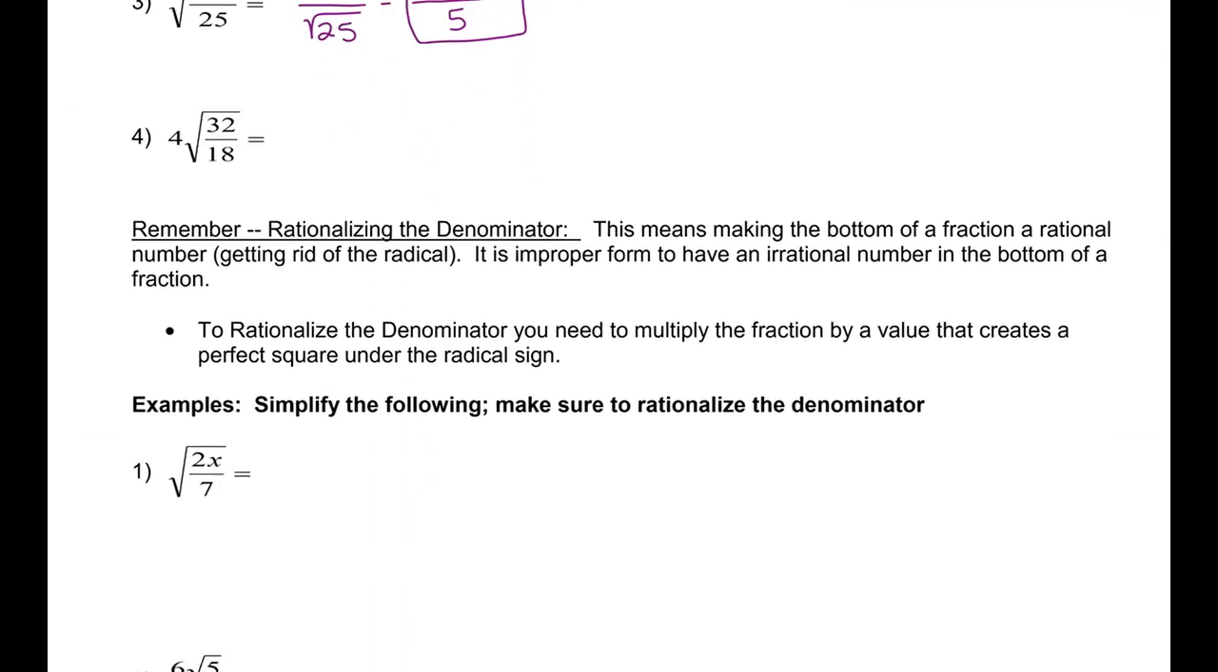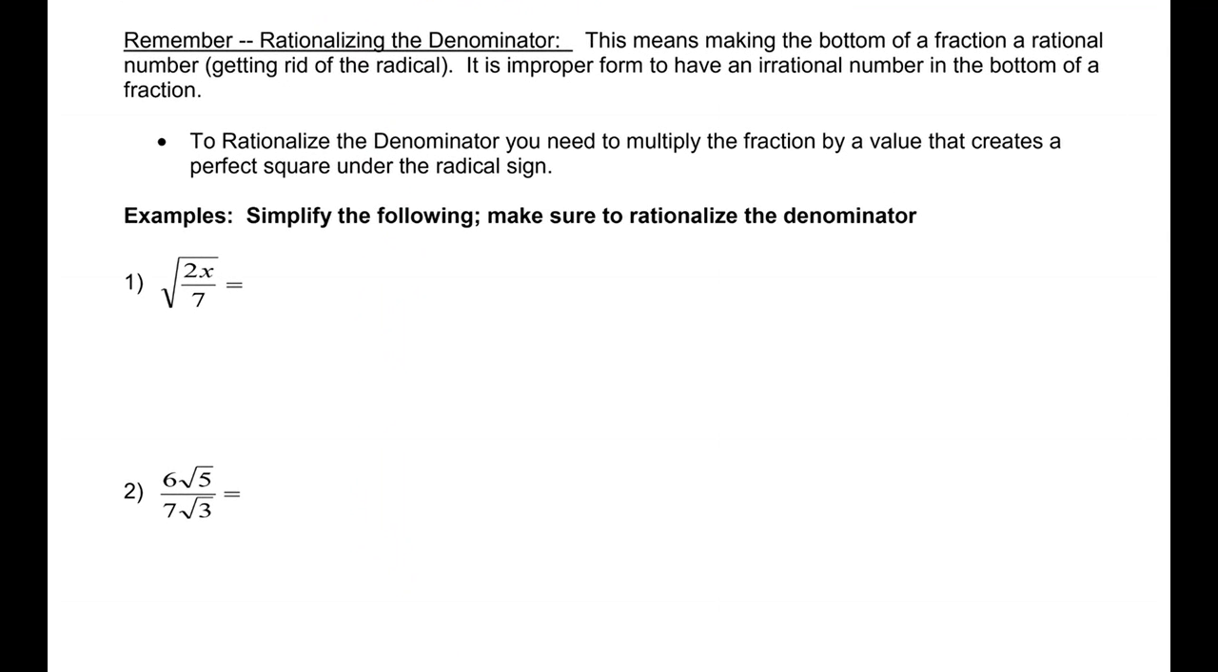Next, we want to review rationalizing the denominator. Remember when you do this that it means to make the bottom of the fraction a rational number, so we want to get rid of the radical. It is improper form to have an irrational number in the bottom of a fraction. To rationalize the denominator, you need to multiply the fraction by a value that creates a perfect square underneath the radical sign. So for these examples, we are going to simplify and then rationalize the denominator.